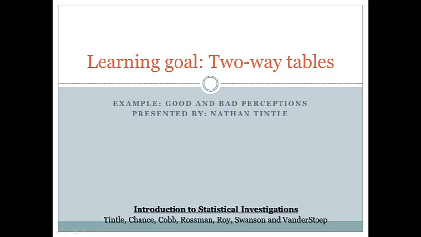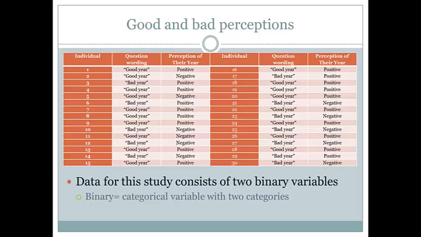In this Learning Goal video, we will talk about how to create two-way tables. We will use the good and bad perceptions data set to talk about this learning goal. Here's data from the study showing for each of the 30 respondents their variable value for each of the two variables. Specifically, whether or not the person was asked a good year or bad year question, as well as whether the respondent indicated a positive or negative perception of the year.